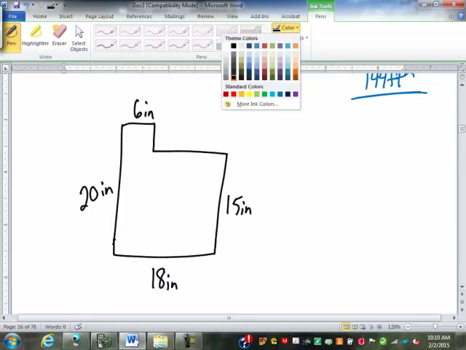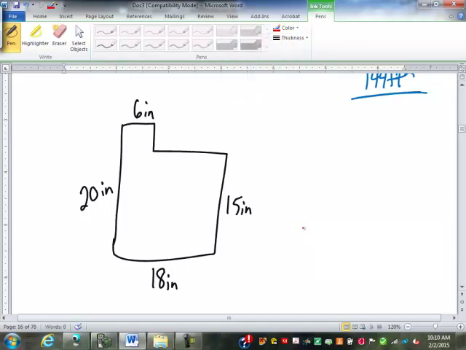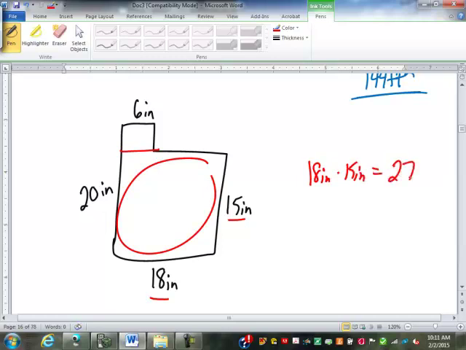What are we going to do here? Well, we only know how to find the area of rectangles right now, so we're going to have to chop this up into rectangles. I can cut it right across there. This rectangle here now is 18 by 15, which is going to be 270 square inches.